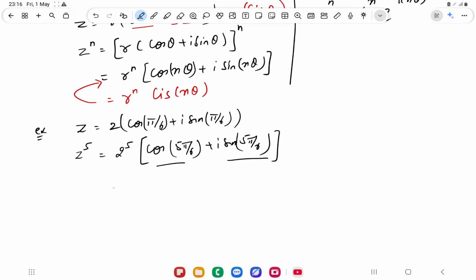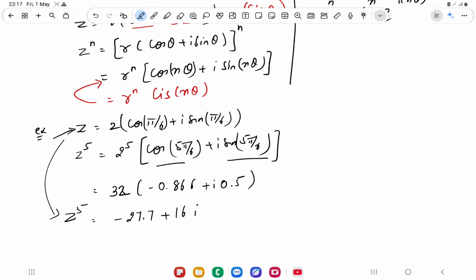So when you use your GDC, 2 to the power 5 will be 32, and cos 5 pi by 6 is 0.866 and sine will be 0.5. So if I further solve, I will get my answer as minus 27.7 plus 16i. So this is the value of z to the power 5. Now imagine what if you had to multiply this 5 times to get z to the power 5. This would be very difficult. So in these cases we will use de Moivre's theorem.